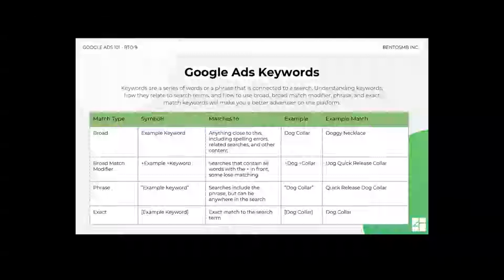The third one is phrase, and phrase is encapsulated with quotes. What we're doing there is saying whatever's in the quotes needs to be in that search, but it can be anywhere in the search.